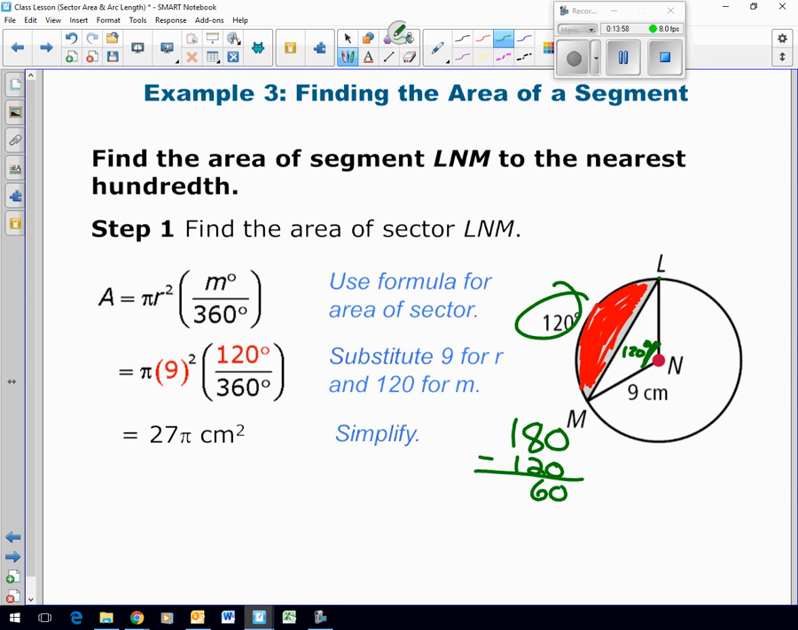All radii are created equal. So if MN is 9, how much is NL? 9. Which makes this what kind of triangle? Two congruent sides. Isosceles triangles. And in isosceles triangles, the angles opposite the congruent sides are congruent.